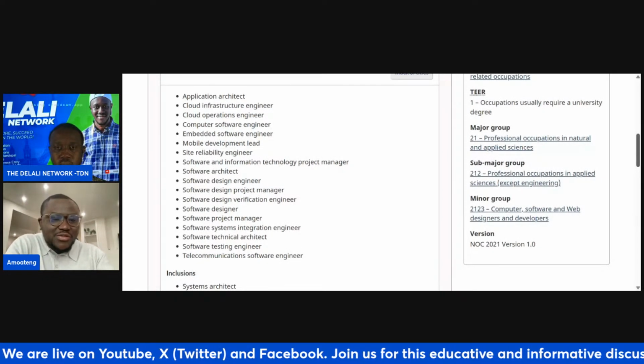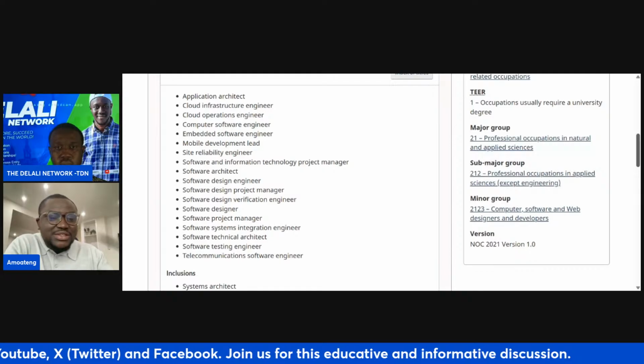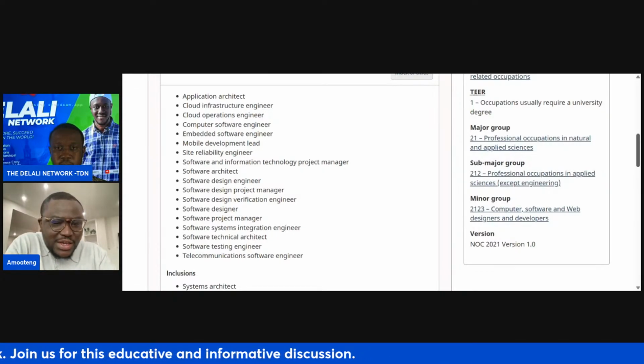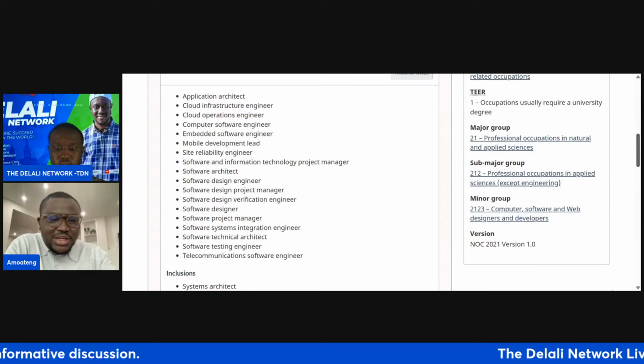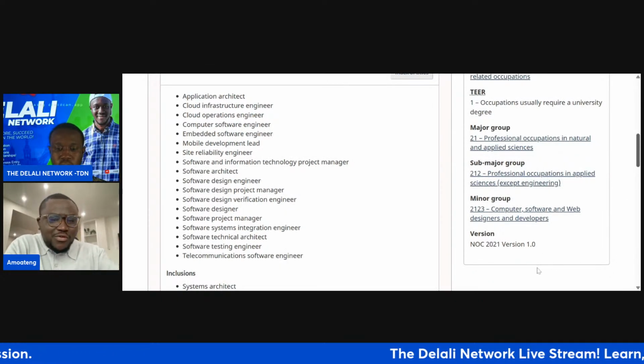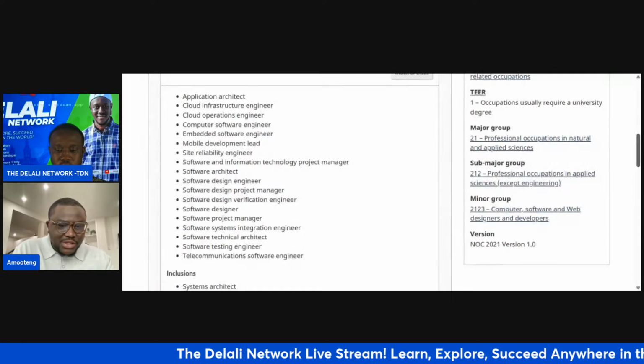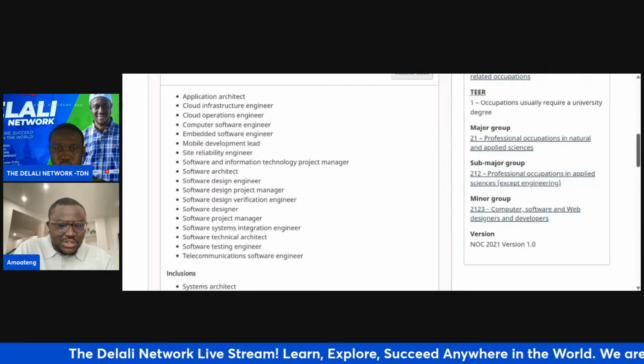Good. So they have given a lot of examples, something similar to software engineers and designers. The title could even be software designer, software design verification engineer, software design project engineer, a lot of them, telecommunication software engineer and all that. And then when you scroll down a bit, you see they have added inclusions.